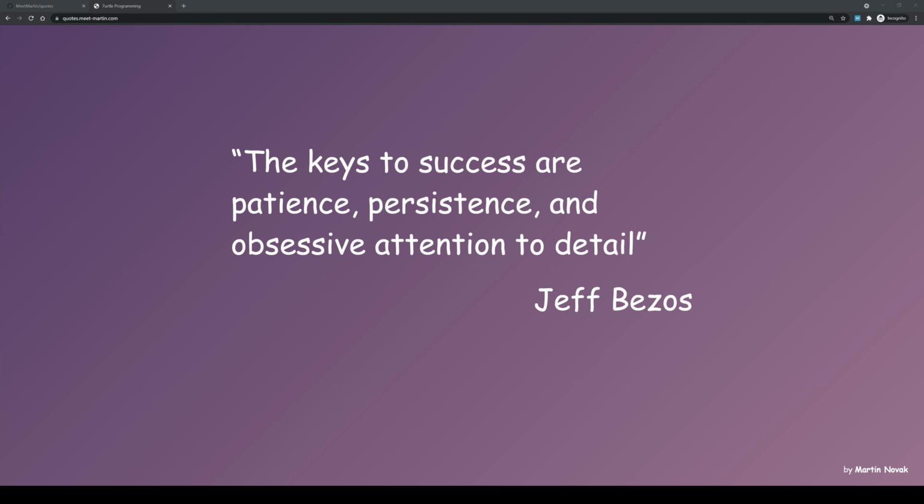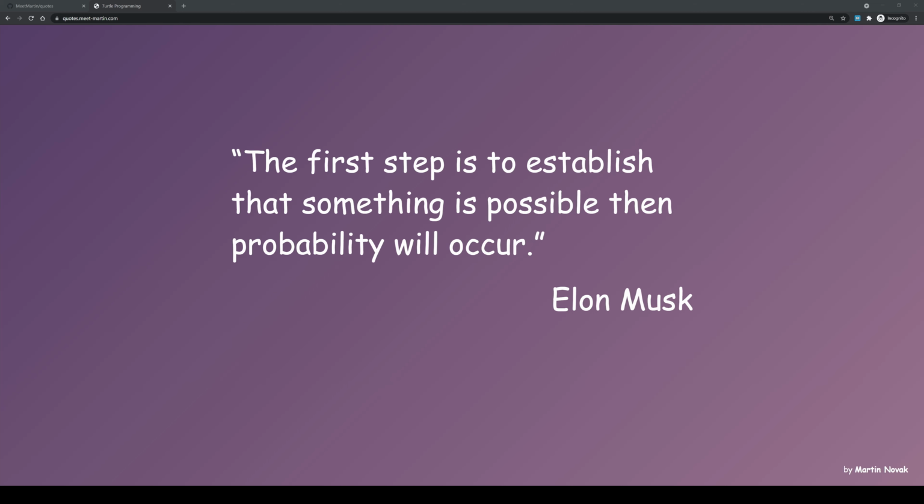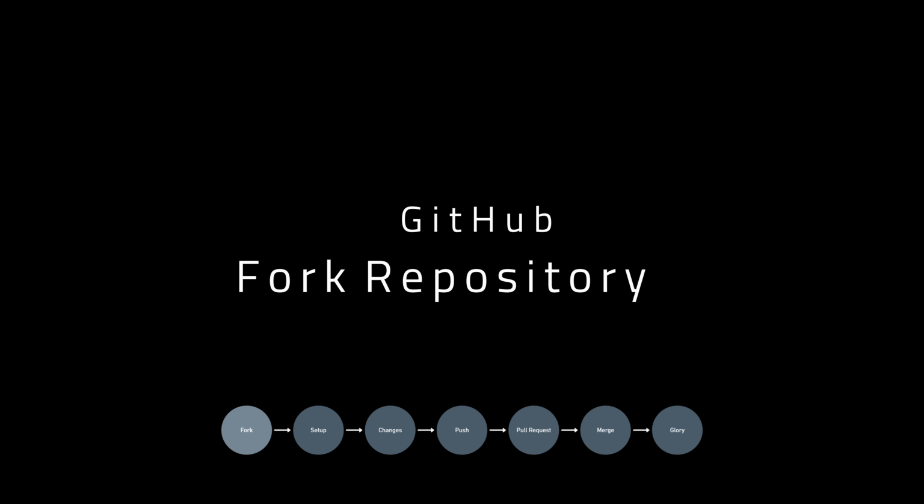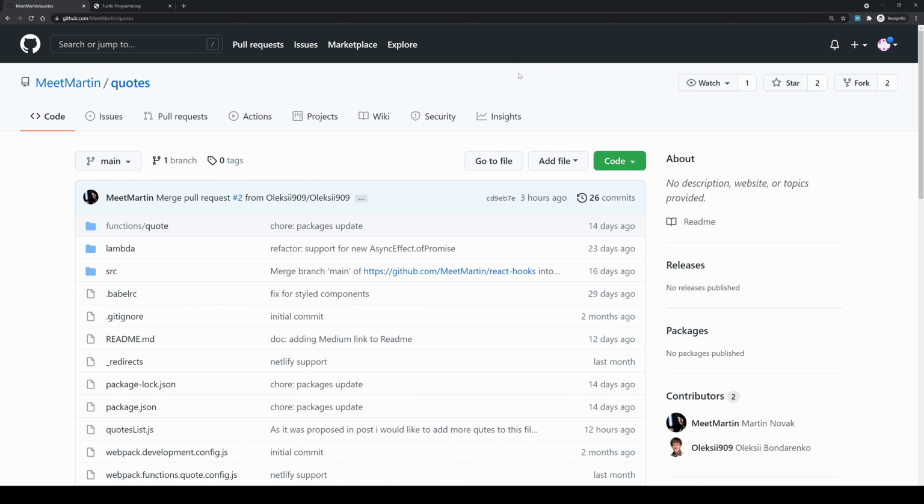First, you need to find some open source project that you want to be contributing to. We will be contributing to this one, which is displaying quotes of famous people. On GitHub, when you want to contribute to some repository, you need to first fork it. That means that it will create a copy of that full repository under your own account. You will then put the changes into that repository, and once you're ready, you can create a pull request to push the changes from your repository to the original one.